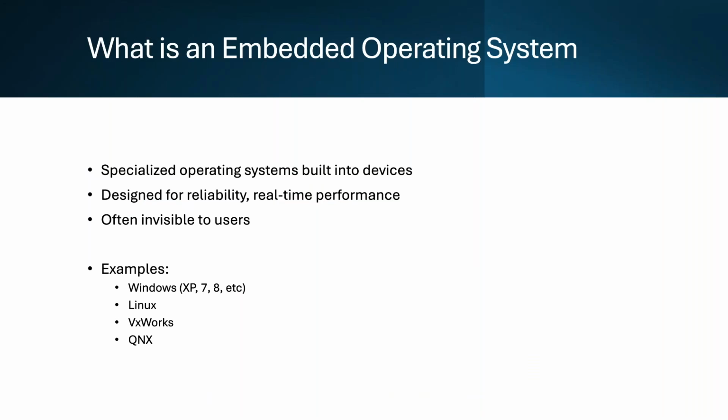So embedded operating systems are specialized operating systems that are built into devices. They're designed for reliability, real-time performance, and they're often invisible to users. Some examples include Windows Embedded, such as Windows XP Embedded, Windows 7 Embedded, Windows 8, as well as Linux-based systems and real-time operating systems like VxWorks and QNX. These systems must respond to inputs immediately and consistently. As HTM personnel, we interact with these systems during maintenance, calibration, or troubleshooting.